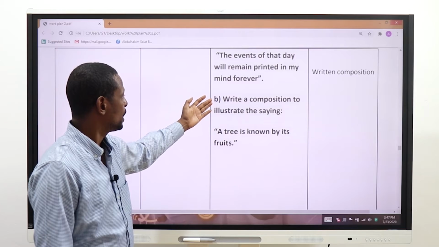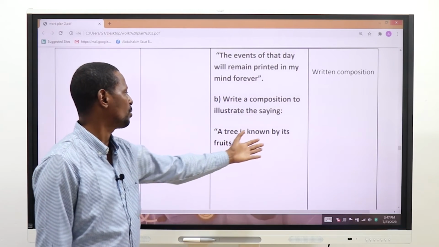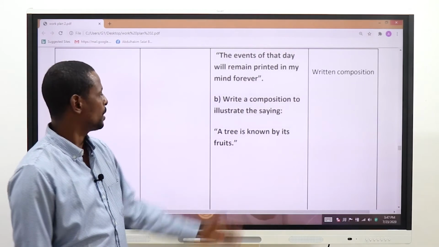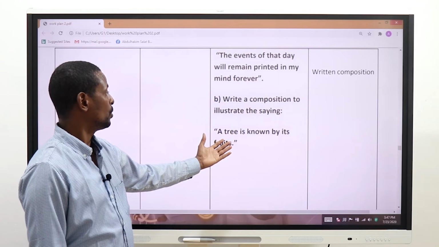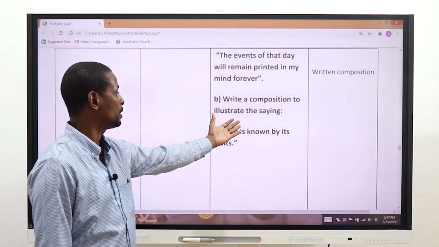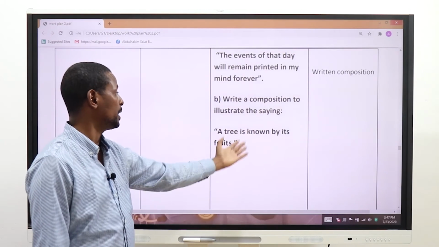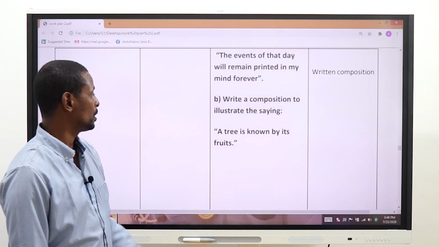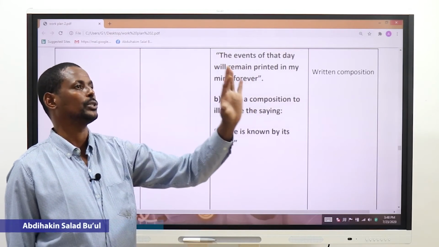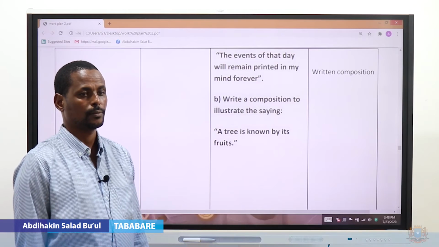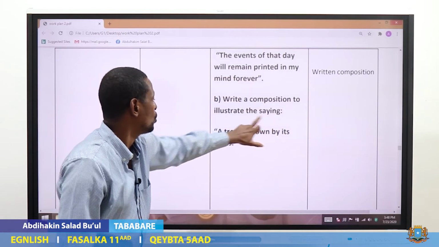Or B, write a composition to illustrate the saying, a tree is known by its fruits. This is a proverb. Write a story or a composition that illustrates, that explains this saying, a tree is known by its fruits. So already the student has a title, a tree is known by its fruits. He can choose a different title, but dwell on this proverb.